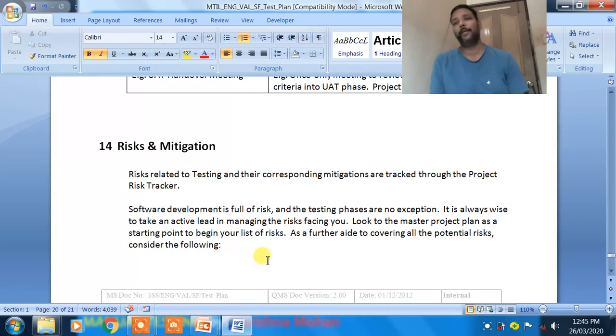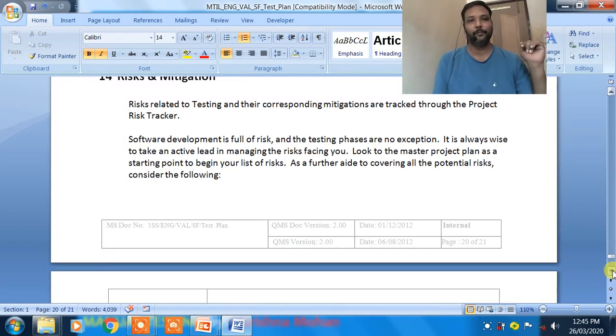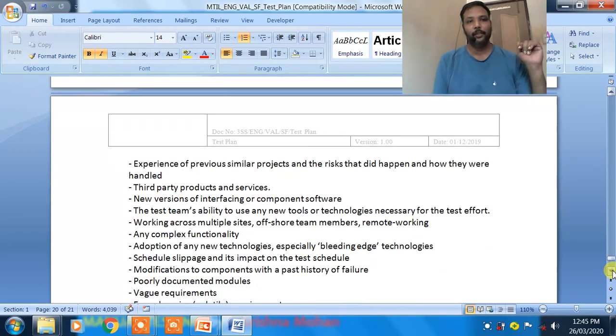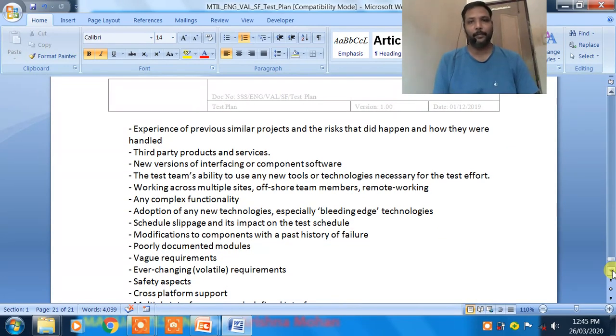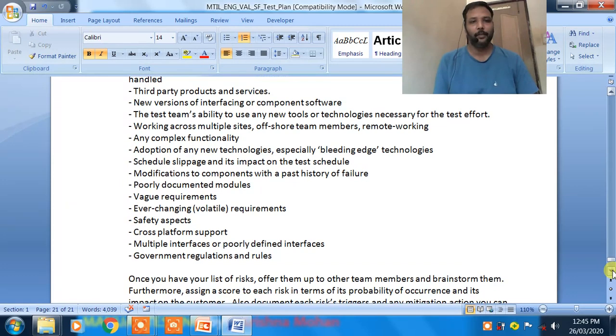Not only identifying the risks is important, but you have to plan for the mitigation and contingency also. If you are planning any mitigation, that mitigation plan has to be documented here, so that as per the mitigation plans, action can be performed. So here are some examples.